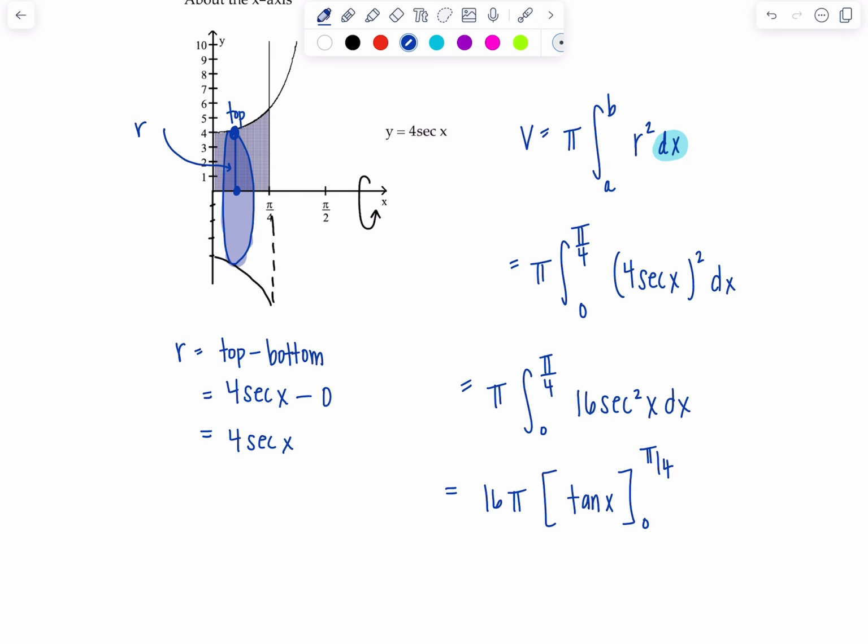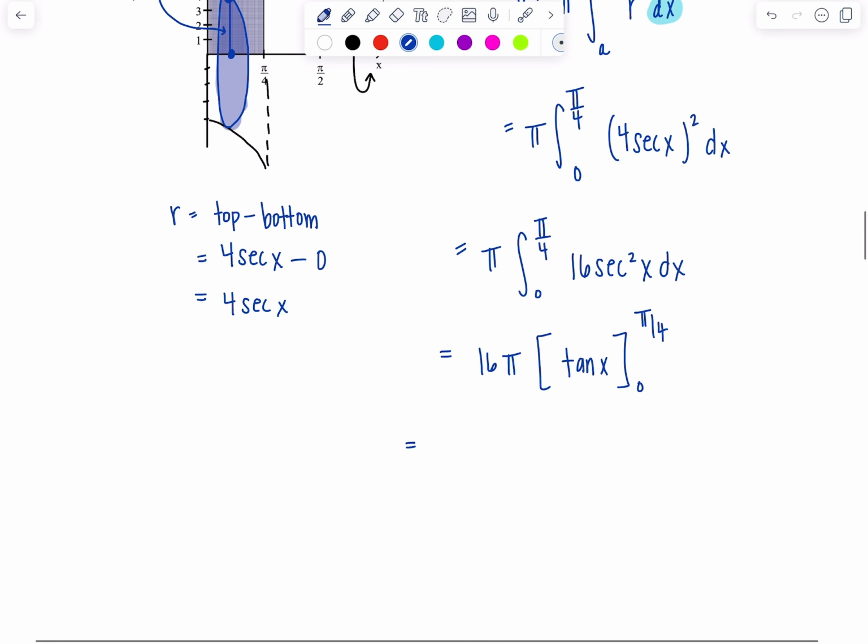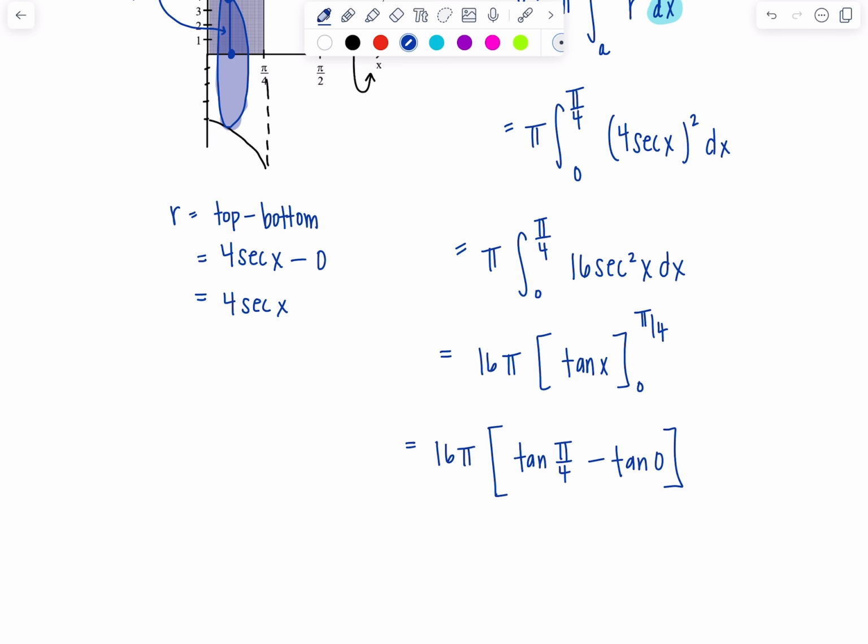Remember, the derivative of tangent is secant squared x, so that's why when we go backwards, that's the antiderivative. Leave 16 pi outside. Let it mind its own business while we're evaluating these limits of integration. We're going to have tangent of pi over 4 minus tangent of 0. Do you know tangent of pi over 4? Oh, I hope so. It's 1. And tangent of 0, 0. So I just have 16 pi times 1 minus 0, so this is 16 pi.